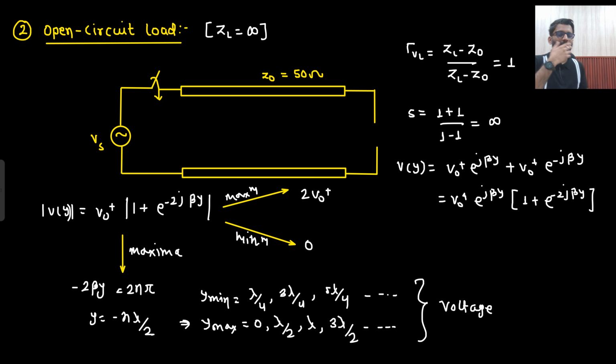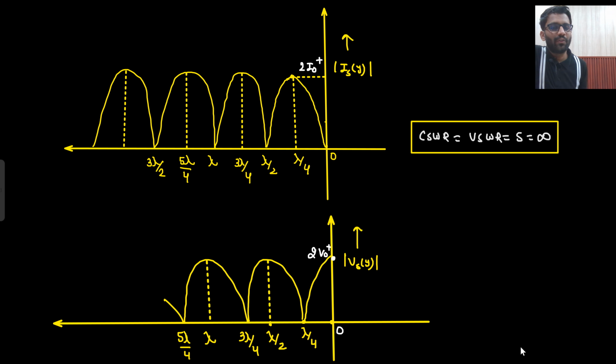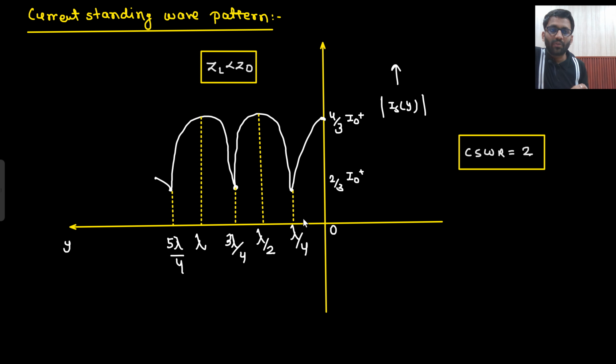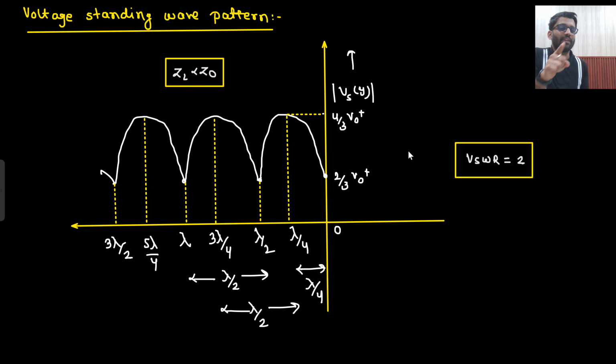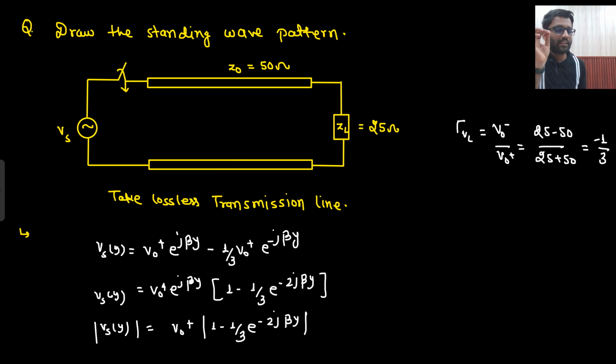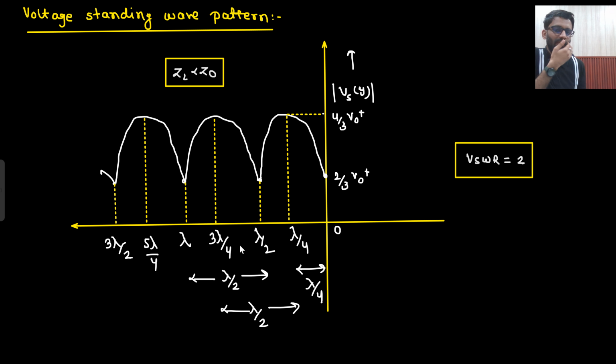So what did you see here? For open circuit load and short circuit load, in both of the cases, the magnitude of gamma will be 1. The magnitude of the reflection coefficient will be 1. And if the magnitude of the reflection coefficient is 1, that means certainly your standing wave ratio will be infinity. And if your standing wave ratio is infinity, then that means the minimum value you will have is 0. But in the previous cases, ZL less than Z naught, at that time your voltage reflection coefficient was not unity. It was some 1 by 3. If it is some such value, then certainly it will not be infinity. So it was not infinity.